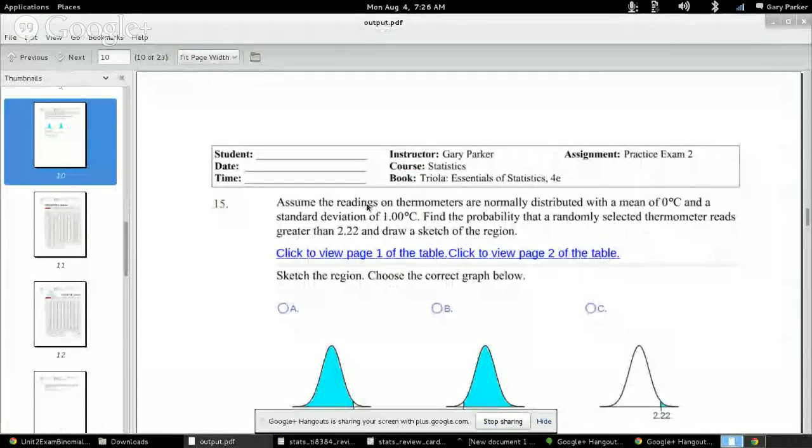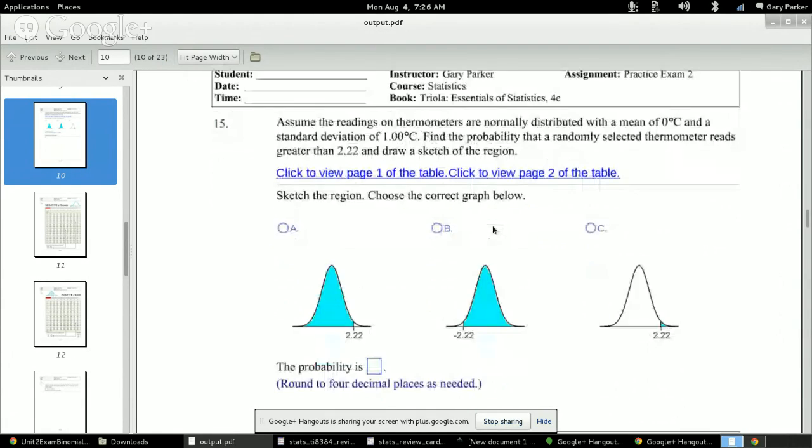So here we're asked to take a look at thermometer readings where the mean is 0 degrees and the standard deviation is 1. Now that makes that a standard normal distribution. We want to find the probability that a randomly selected thermometer reads greater than 2.22. So greater than means we're looking at a right tail. Here, we don't have to draw it by hand. They give us the drawing, so we need to pick the drawing that represents 2.22 or greater. That would be option C here, and find the probability.